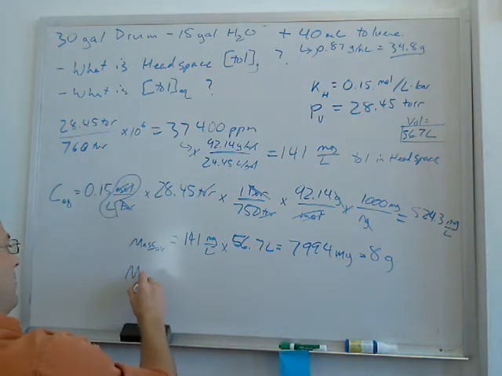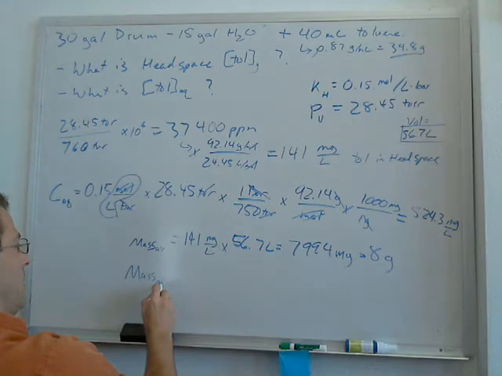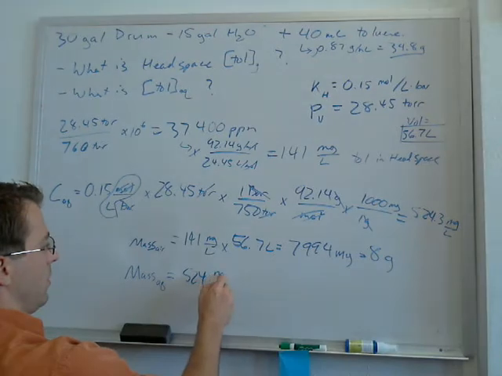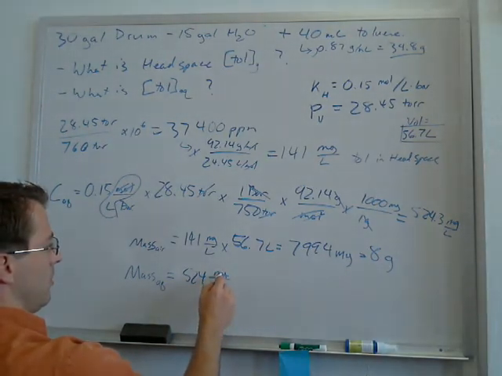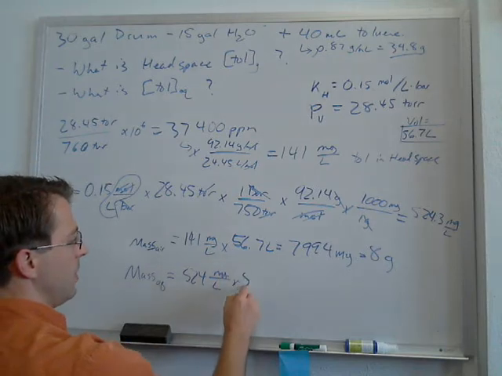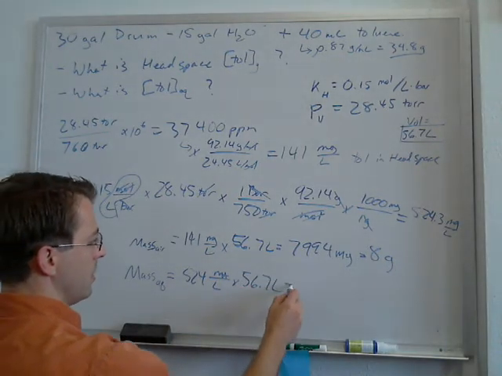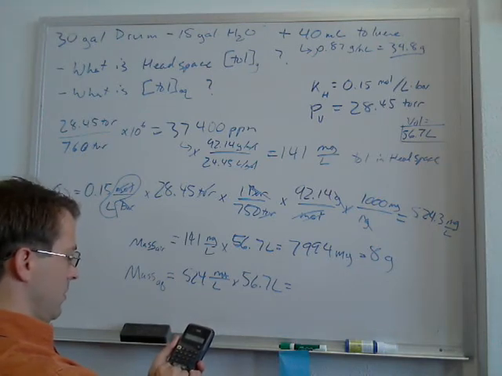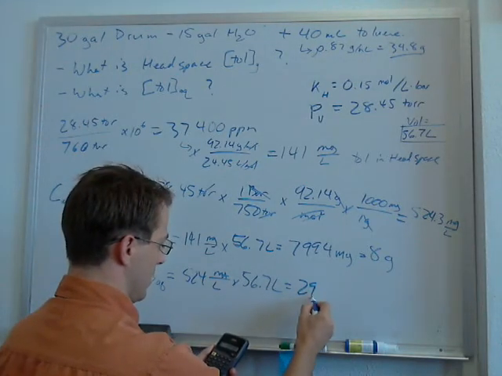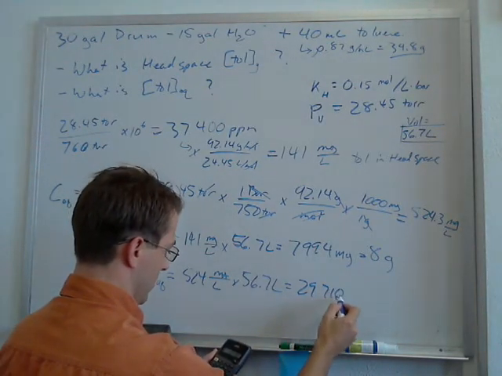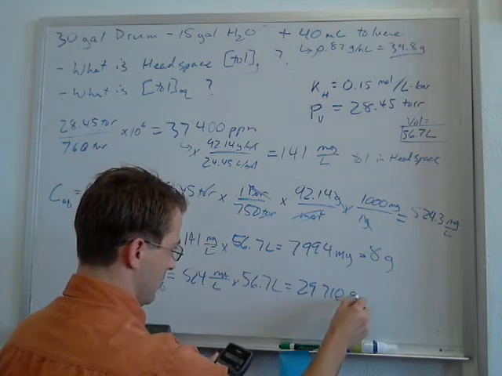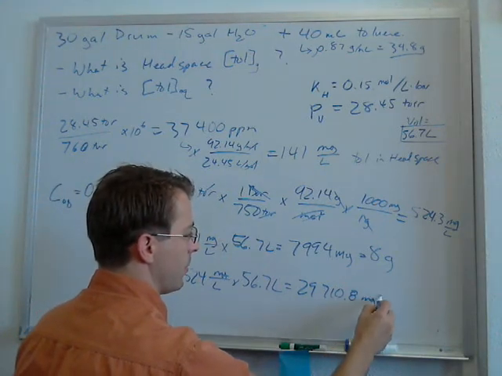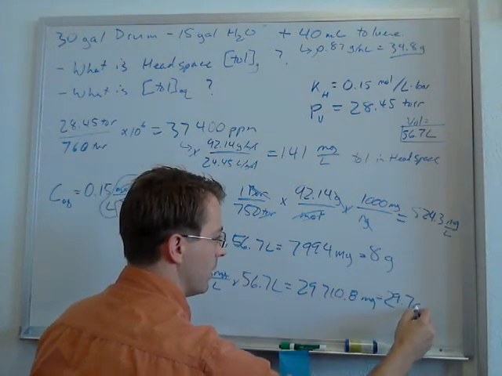And then the mass in the aqueous phase is going to be 524 milligrams per liter, multiplied by, again, 56.7 liters. So that's going to give us milligrams, so 56.7 by 524. So that comes out to 29,708 milligrams, which is also 29.7 grams.